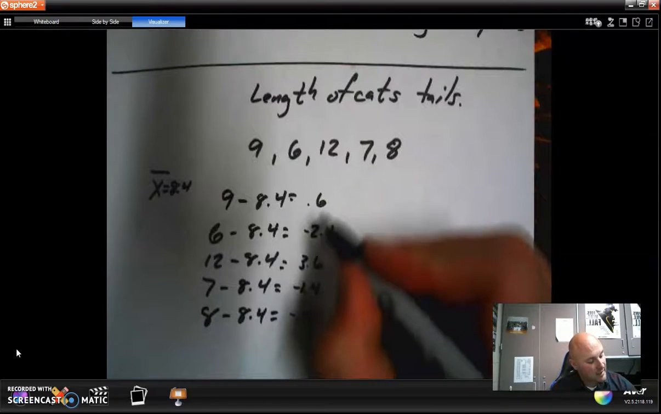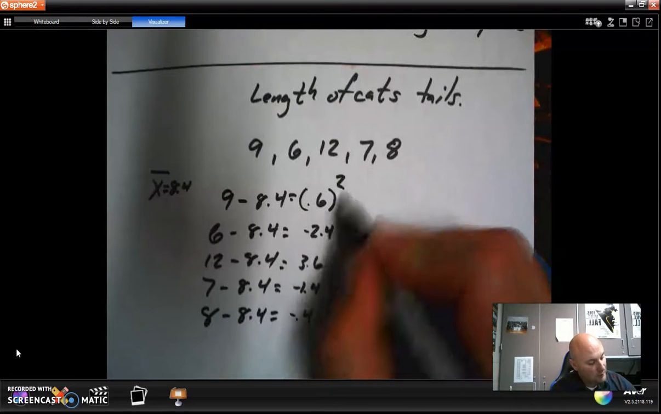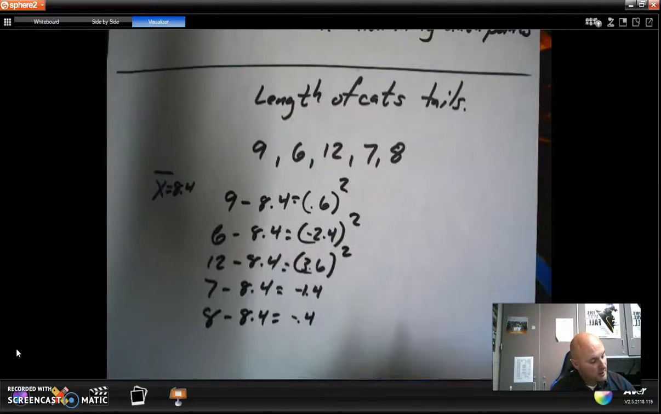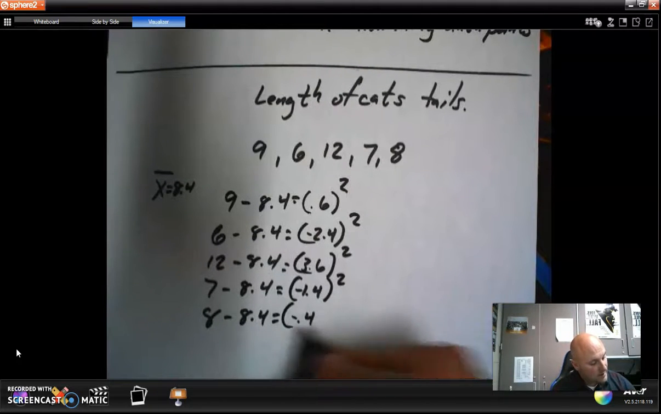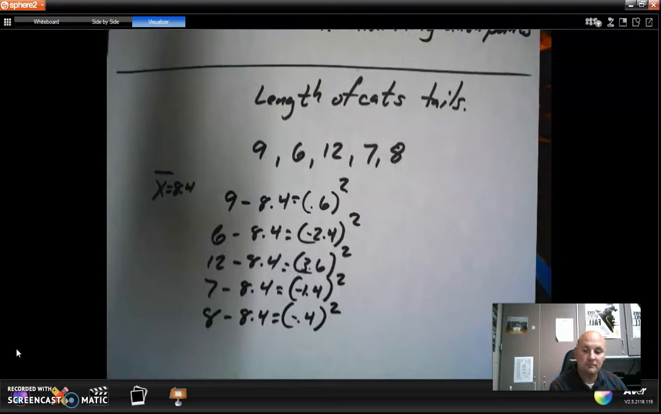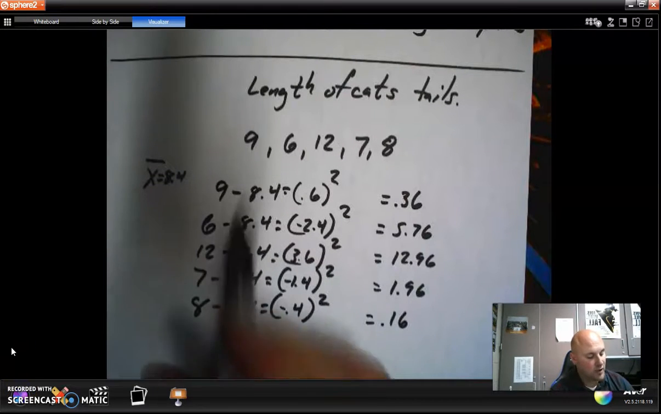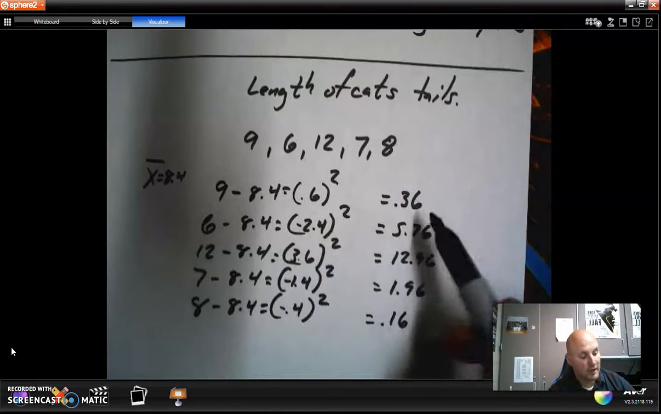So I'm now going to take each one of these points and square them, just like this, okay? Take this, square it, take that, square it. I'll pause it, do it, and be right back. All right, I'm back. I subtracted them, I squared them, and here's what I got.